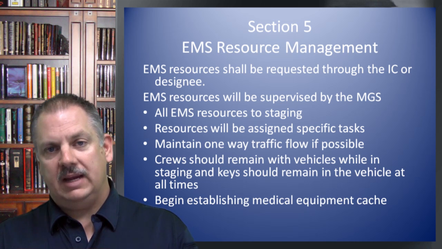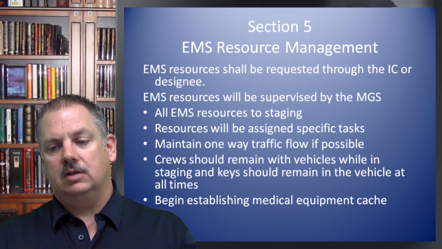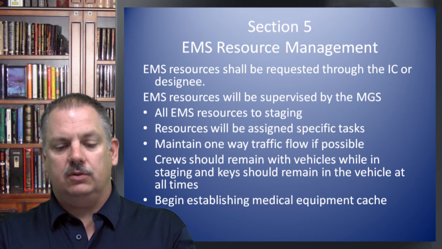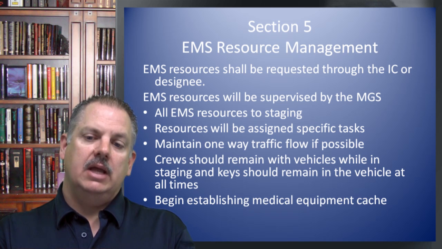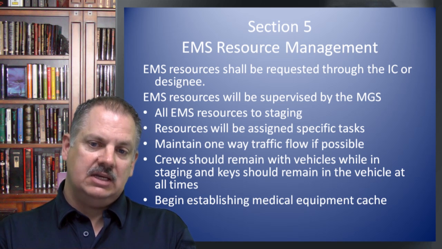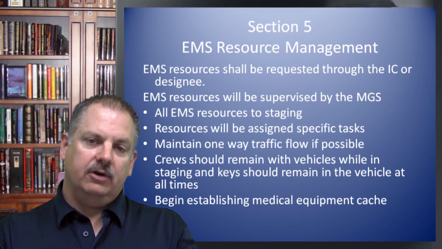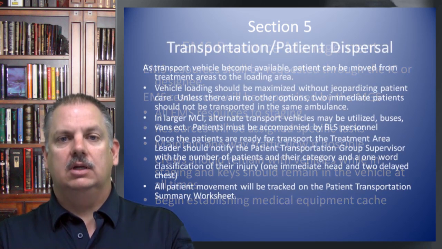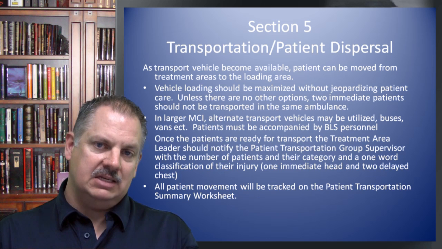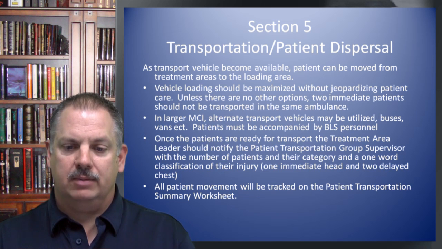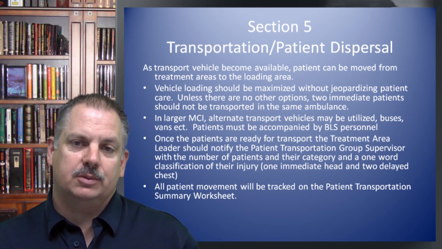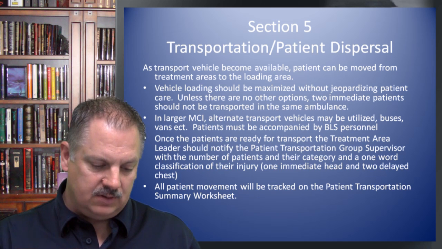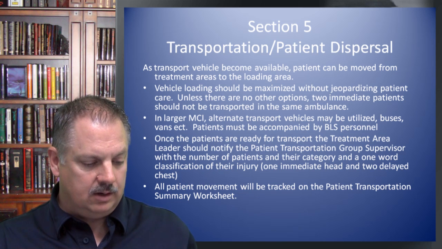Make sure that before patients leave the scene that they've gone through the patient transportation group supervisor so that those folks are tracked. We have that triage tag number and hopefully a name before they depart the scene, and at a minimum their age, gender, and type of injury, whether it's a head, a chest, an arm, something like that. It doesn't need to be a big detailed patient care report basically. All the movement of patients should be tracked on the patient transportation summary worksheet, which is at the end of this document, and we'll review that when we get down to there.